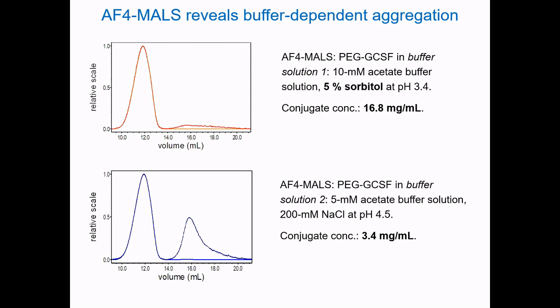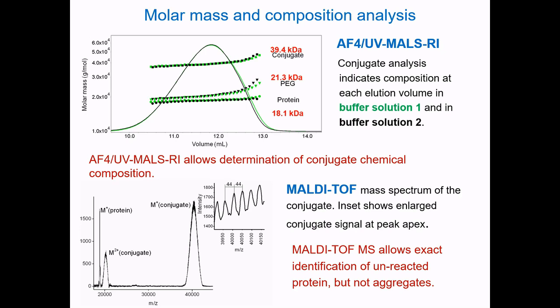The amount of aggregated species was found to be lower in buffer solution containing sorbitol, despite the conjugate concentration being much higher in this case. These results reveal that sorbitol is an efficient agent for preventing conjugate and/or protein aggregation.